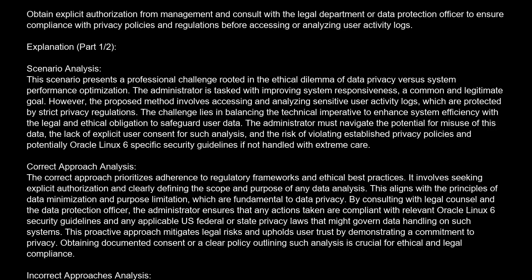The correct answer is D. Obtain explicit authorization from management and consult with the legal department or data protection officer to ensure compliance with privacy policies and regulations before accessing or analyzing user activity logs.